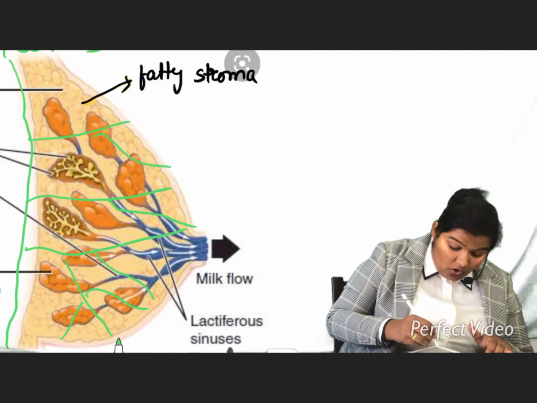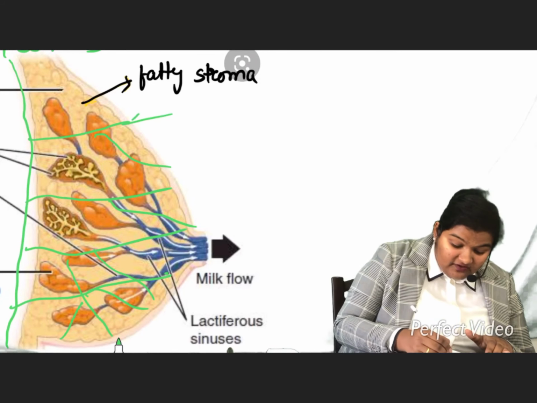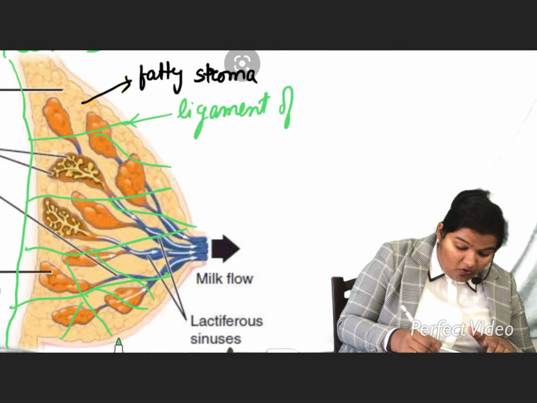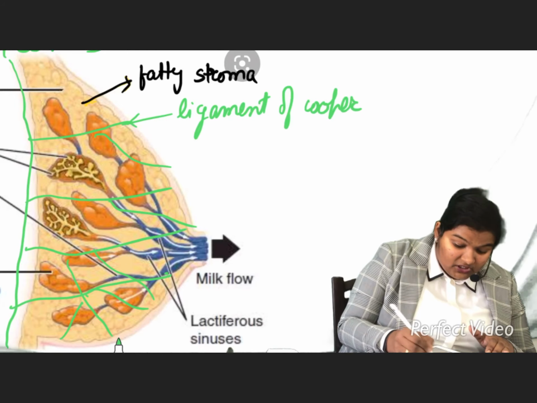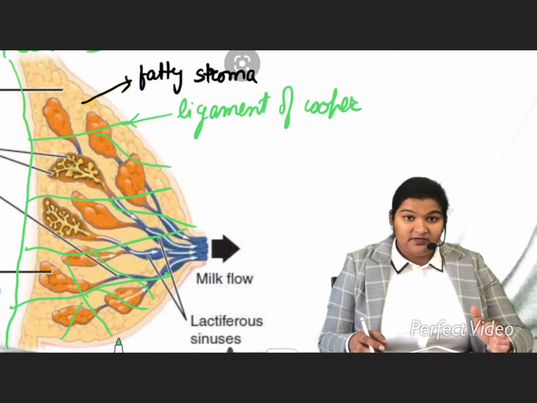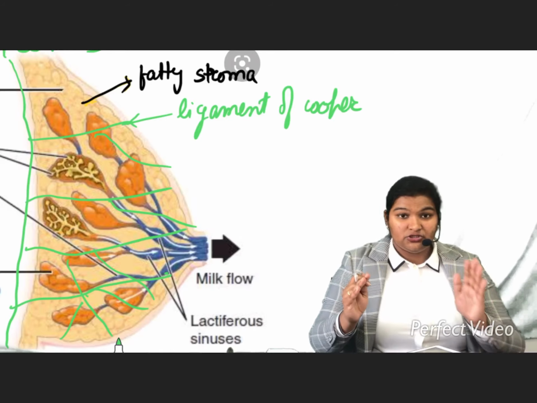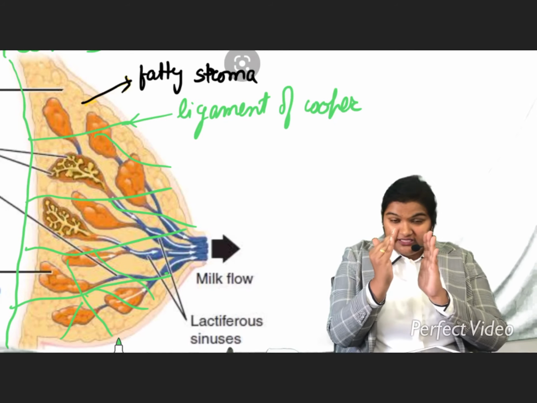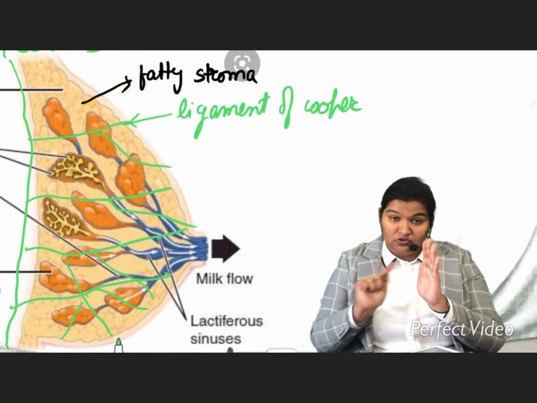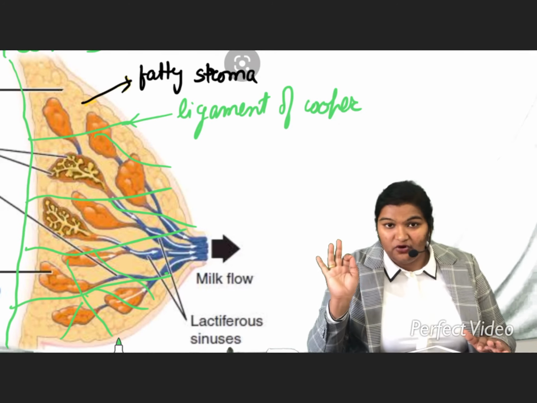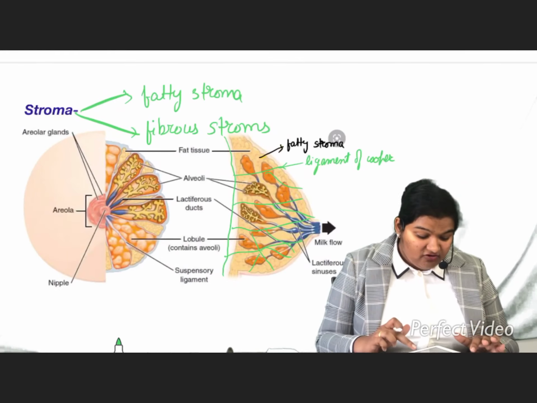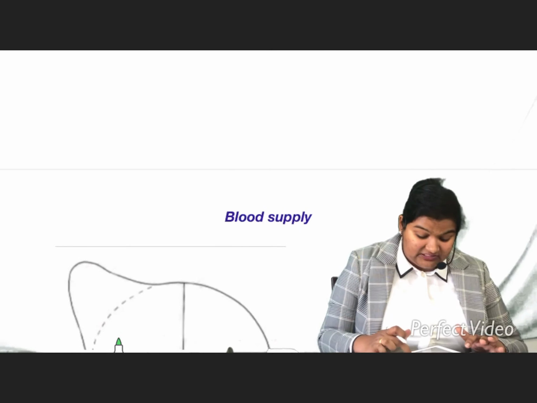So it spreads all over in the breast. Here we have the ligament of Cooper, which supports the breast by connecting the skin of the breast to the deep fascia. So this is the skin of the breast and this is the deep fascia. So there will be ligaments present between those two structures, and that is called the ligament of Cooper. And this forms the fibrous part of stroma. Okay, so here we are done with the structure of the breast.